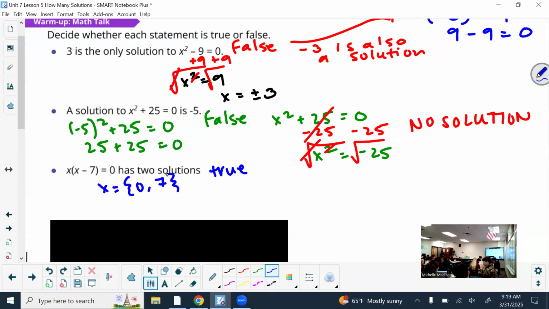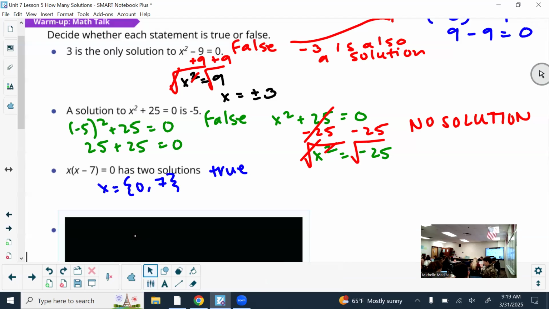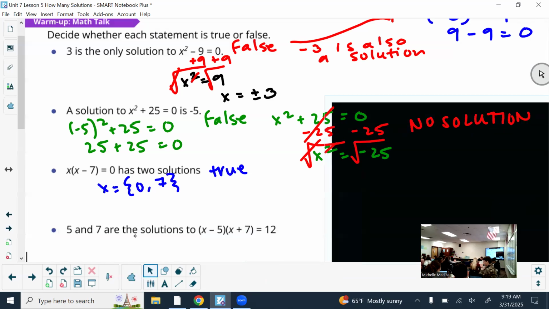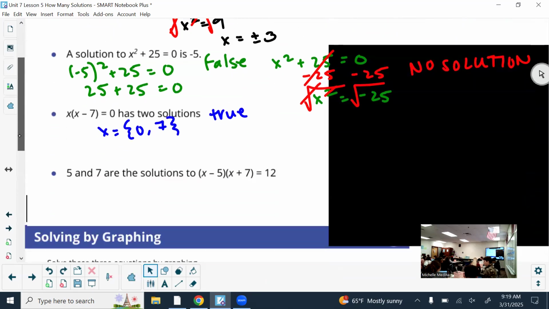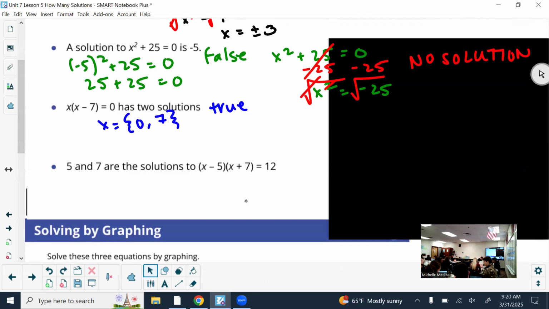You're basically figuring out what x has to be so that when I multiply the x times the parentheses, it equals 0. So one, if x is 0, that makes it true. And then if x is 7, 7 minus 7 is 0. So that's the other one. Yes, two solutions, that one's true. And in our last one for the warm-up, we have 5 and 7 are the solutions to this equation. Put your thumb up when you think you know whether that is true or false.